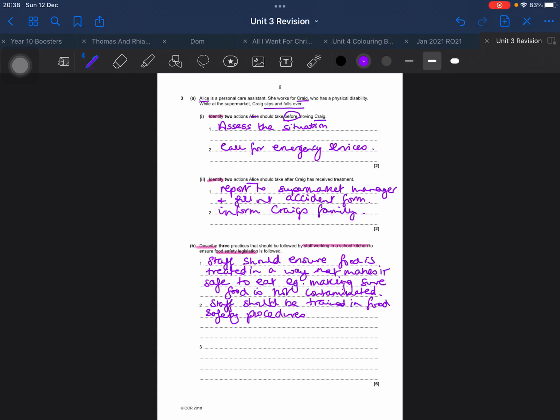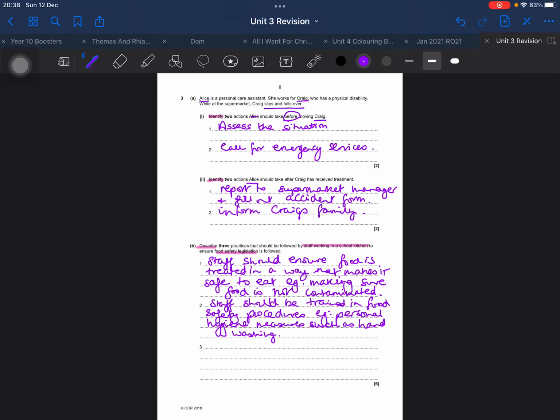Okay, so that would be, what could be personal hygiene in that point. So e.g., let's go with that, personal hygiene measures, spell that wrong, hygiene measures such as hand washing. And in most kitchens they have to have a separate hand washing sink to food preparation sink.